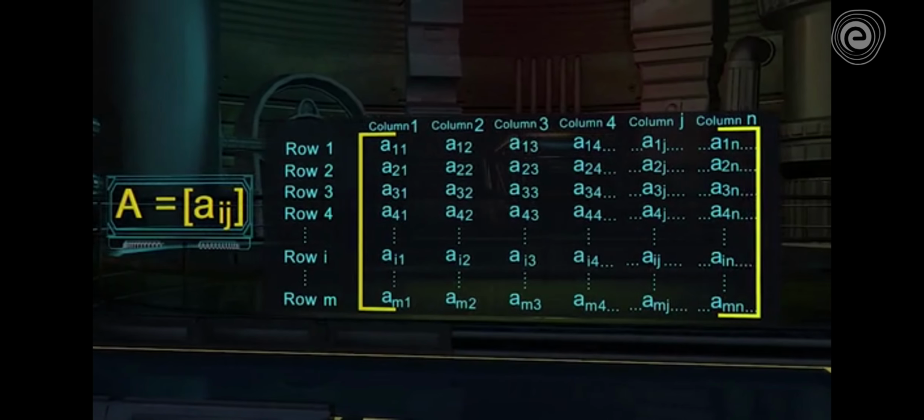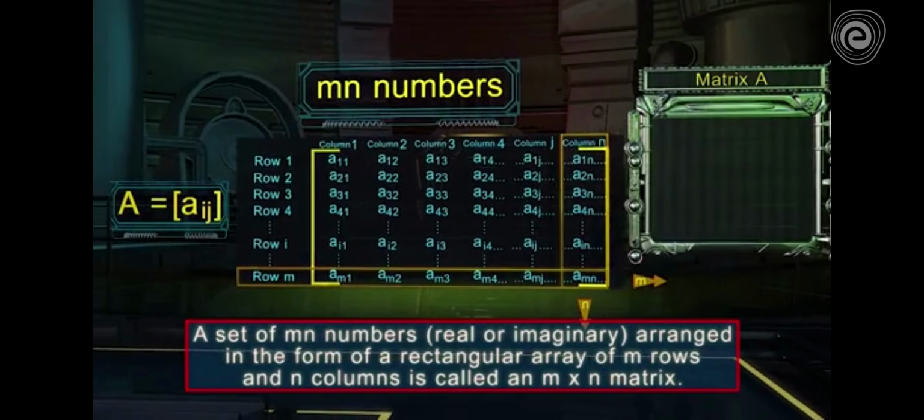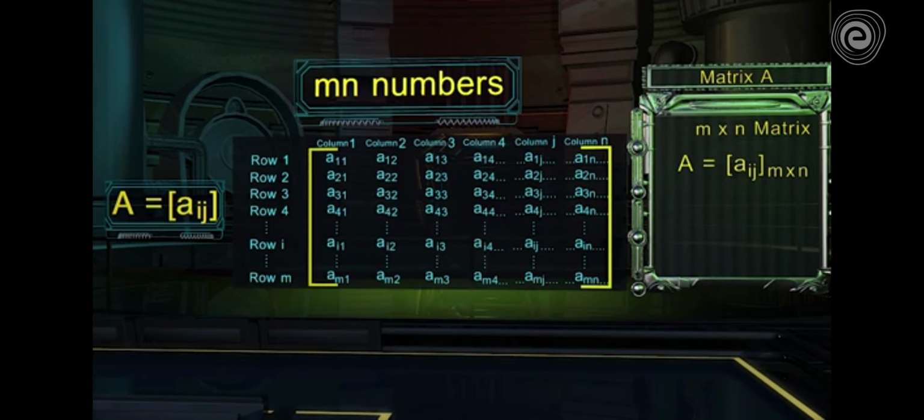Definition. A set of mn numbers, real or imaginary, arranged in the form of a rectangular array of m rows and n columns is called an m by n matrix. It is read as m by n matrix. A common shorthand representation for a matrix of order m by n is A = [a_ij]_{m×n}. The element a_ij belongs to the ith row and jth column. The first subscript always indicates the row and the second subscript gives the column to which the element belongs.